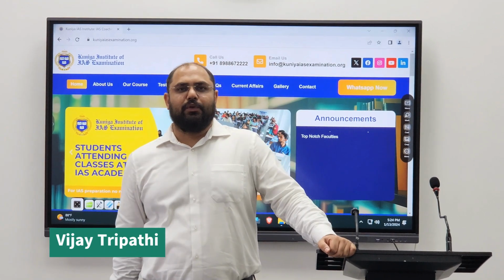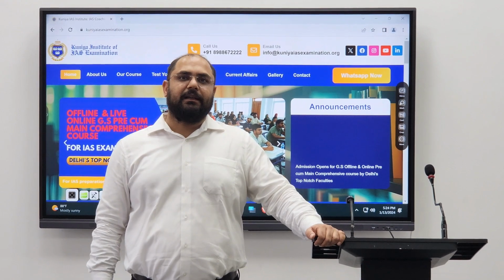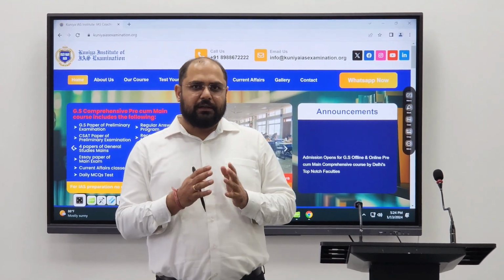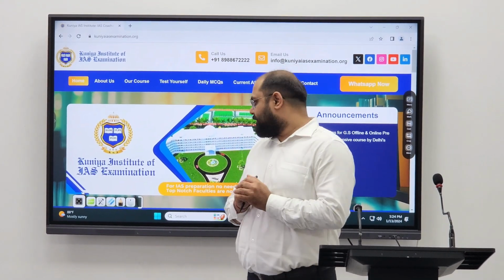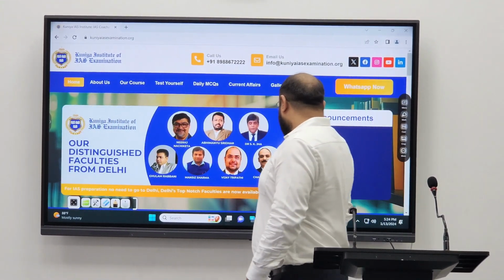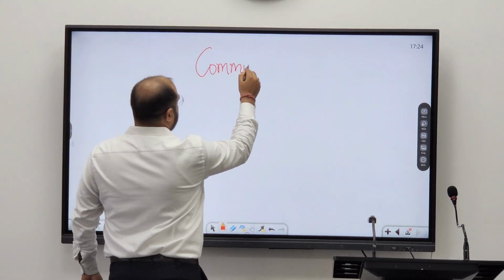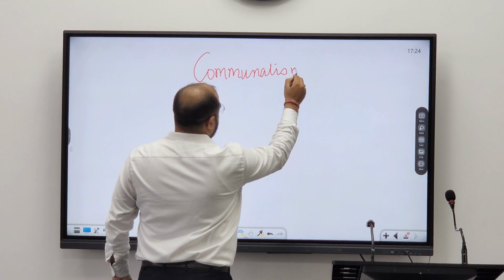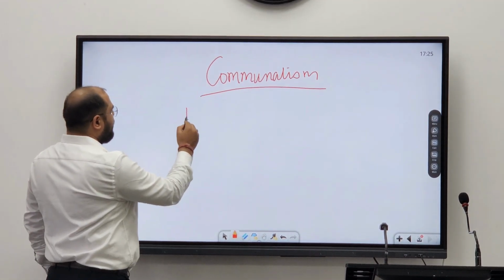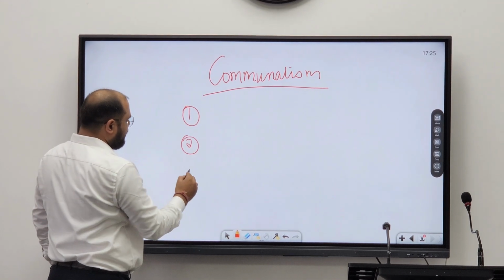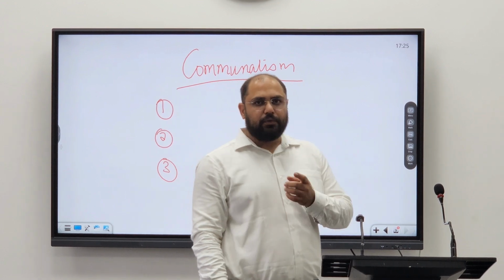Today we are going to look at the development of communalism in India, the communal politics, how it developed and what course it took during the freedom movement, the freedom struggle. So communalism developed through three stages. As stated by Bipin Chandra, communalism is described through three stages.